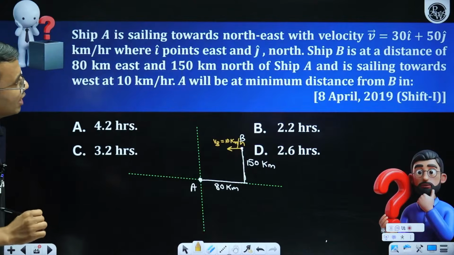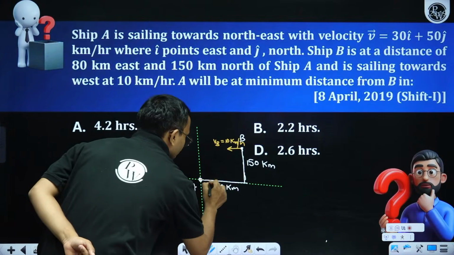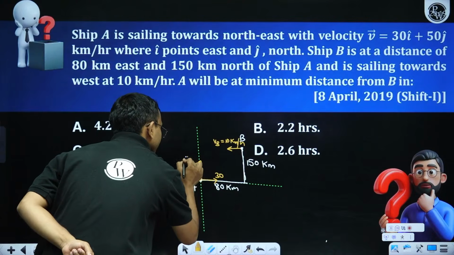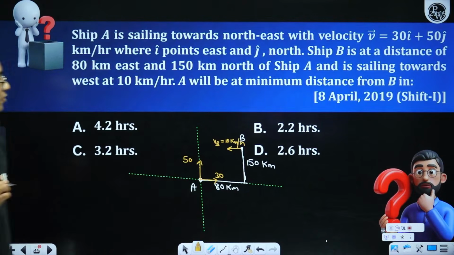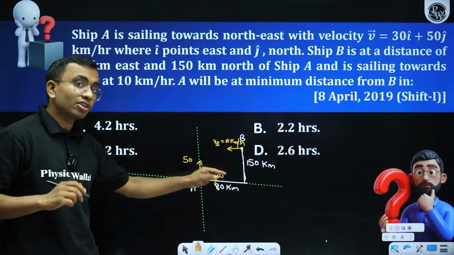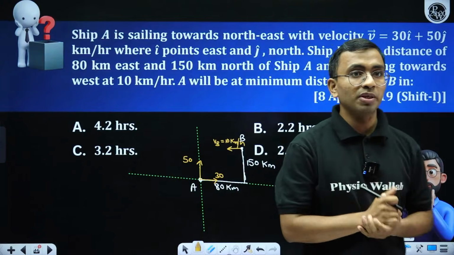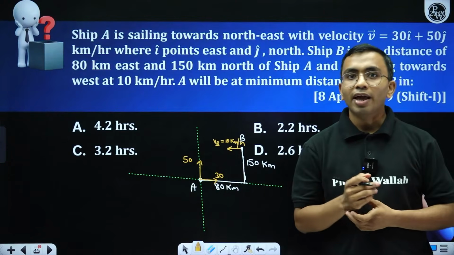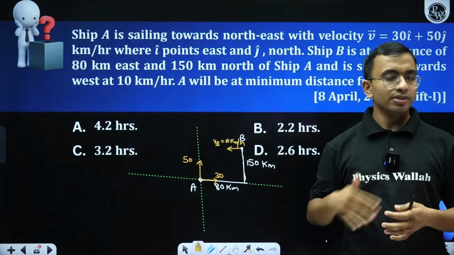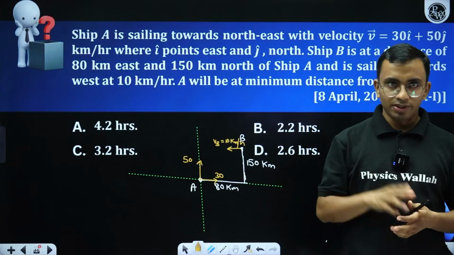What is the velocity of A? 30 i cap plus 50 j cap. 30 i cap, 50 j cap. This is the velocity of A. This is the velocity of B. These are the distances. Now you need to find when this distance will be minimum, and what that minimum distance will be. Basically, we need time in this case, but generally, when this distance will be minimum, that we need to find. Okay.